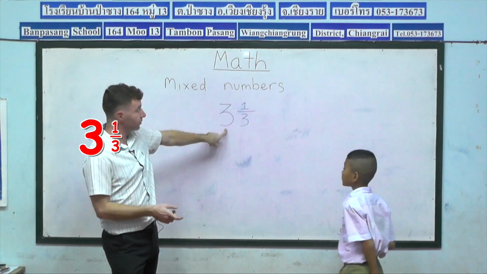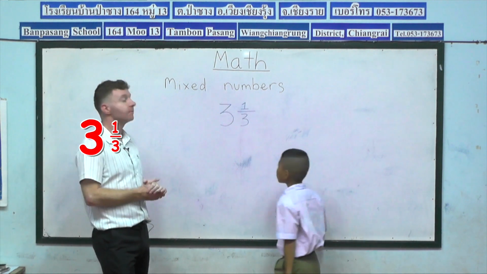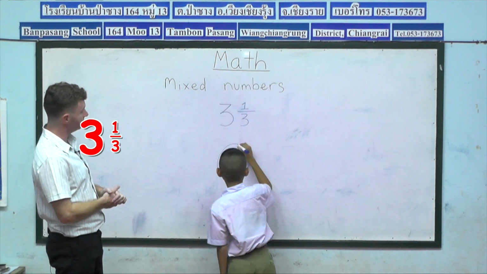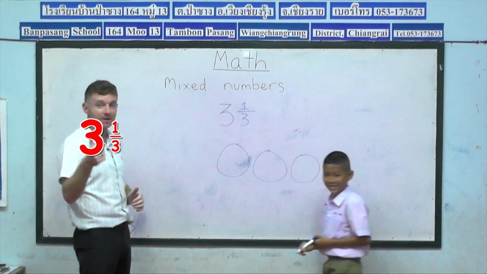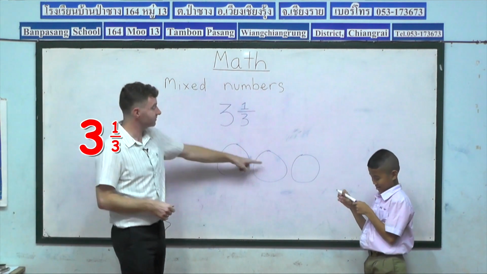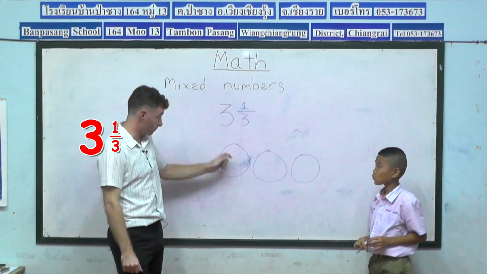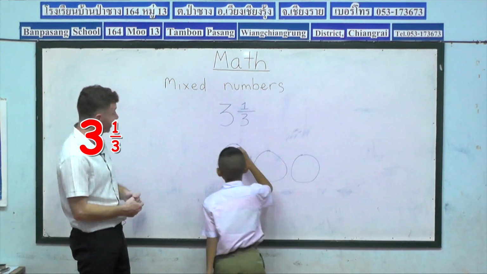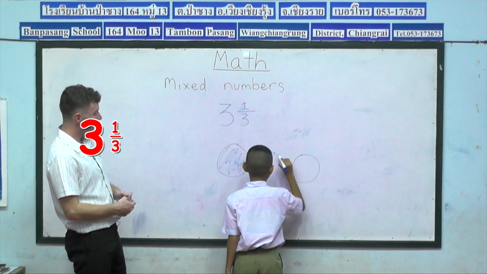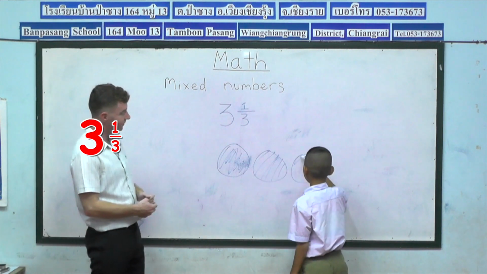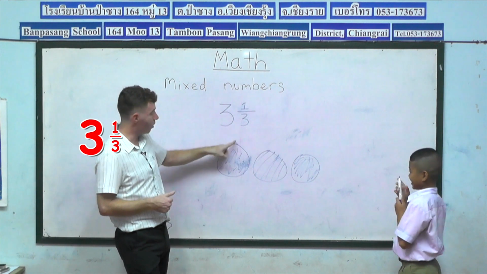Now what's our whole number, guys? 3. So how many circles do we need? 3 circles. 1, 2, 3. Excellent, Bang Bon. And how many parts of these circles need colouring in blue? All of them, correct. So Bang Bon, you can quickly colour everything in blue. Very good. That's 1, 2, 3. Perfect. We've got our whole number 3.